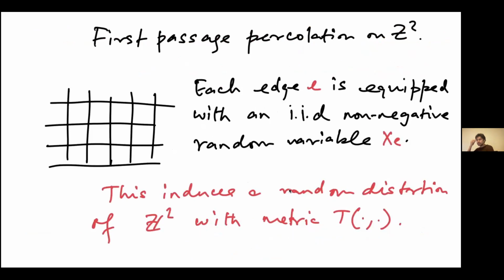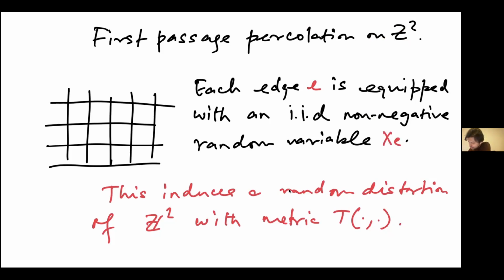Okay, so just to get started with the broad goal and where the question comes from. Let's start with a very basic model, first passage percolation on Z^2. This is in some sense the first canonical random metric space that people considered. The description is very simple. You have Z^2 to begin with, and on every edge you put an IID non-negative random variable.